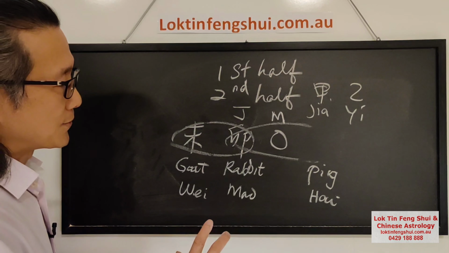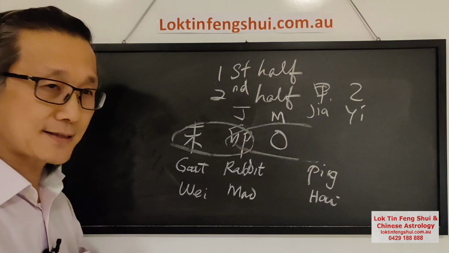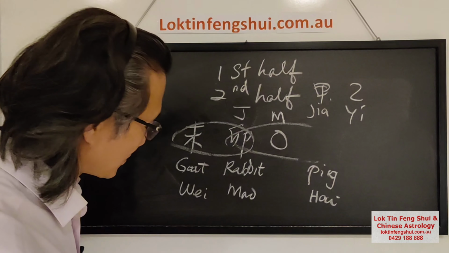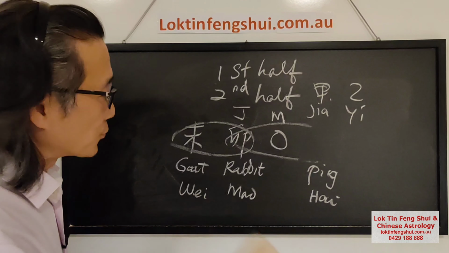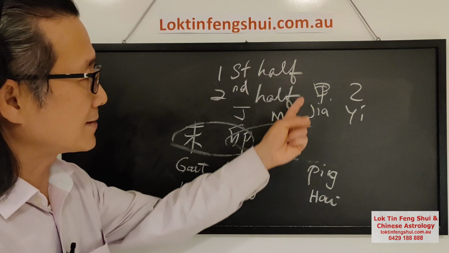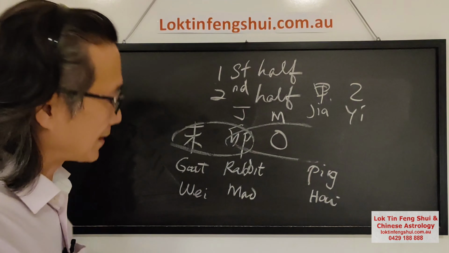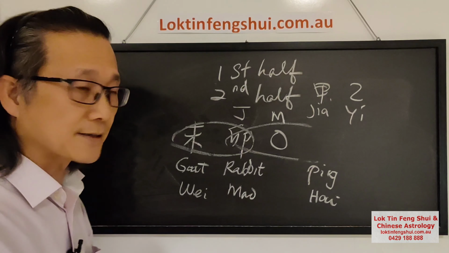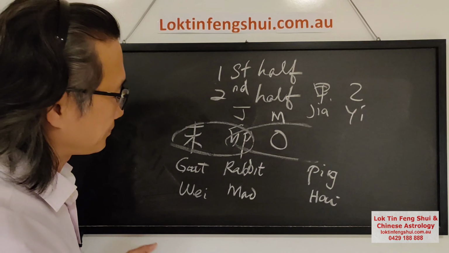Okay, so that is the first half, and the second half is the same for the other frame triple harmony combinations. The rules are the same. If it's yang on the stem, then you follow the yang ten gods. If it's yin, then you follow the yin ten gods.